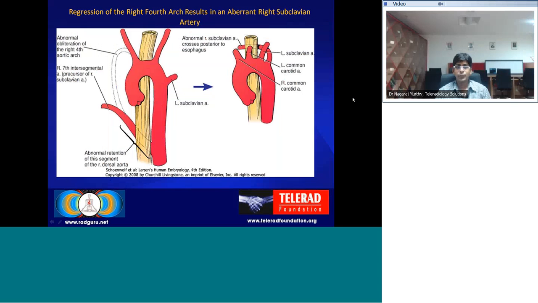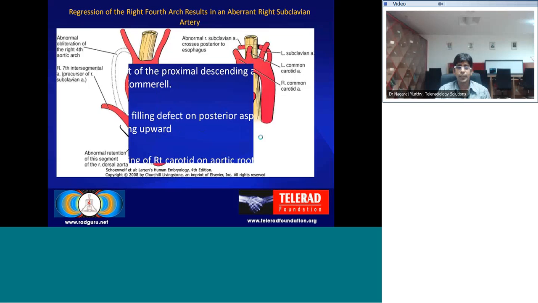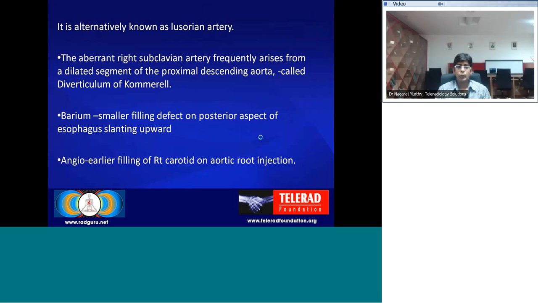This is a diagram showing the development of the aberrant right subclavian artery. There is abnormal obliteration of the right aortic arch, with abnormal retention of the right dorsal aorta, and the subclavian artery crossing behind the esophagus. This is the right common carotid, left common carotid, left subclavian and right subclavian artery. It is alternatively known as Lusorian artery.